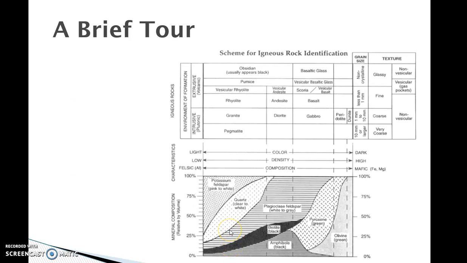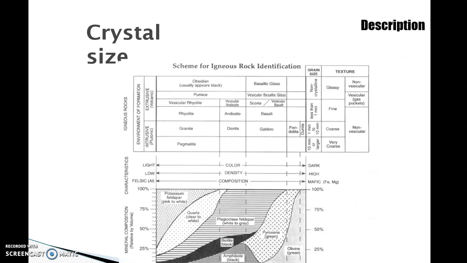So let's take a quick tour of ESRT page 6. Crystal size is probably the most important, and we find that combined with texture and grain size. So textures can be glassy, fine, coarse, or very coarse. Well, glassy, basically it looks like a piece of glass. Fine, you could see the crystals, but they're smaller than 1 millimeter across. So to give you an idea, a millimeter is about the width of a dime.